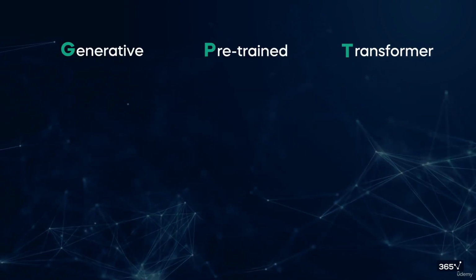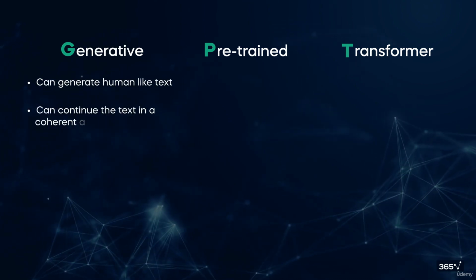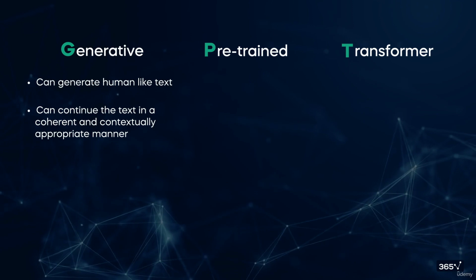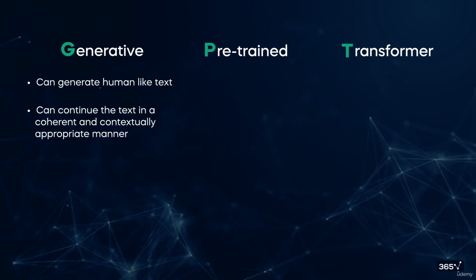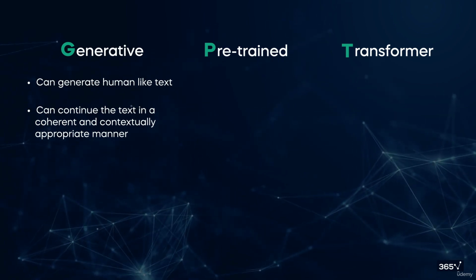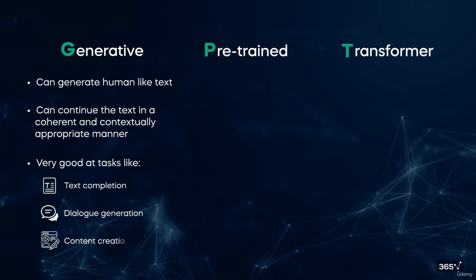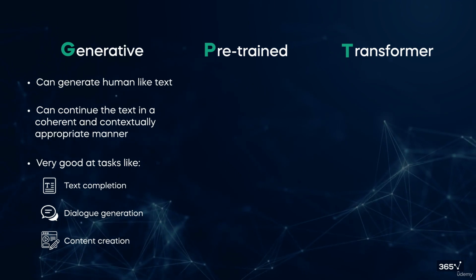We say the model is generative because it can generate human-like text. Given a prompt or context, ChatGPT can continue the text in a coherent and contextually appropriate manner. This makes it really useful for tasks like text completion, dialogue generation, and content creation.